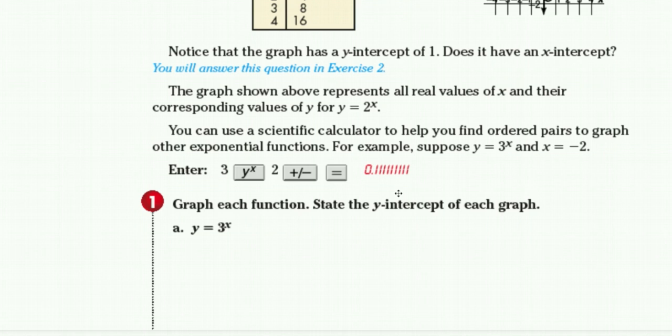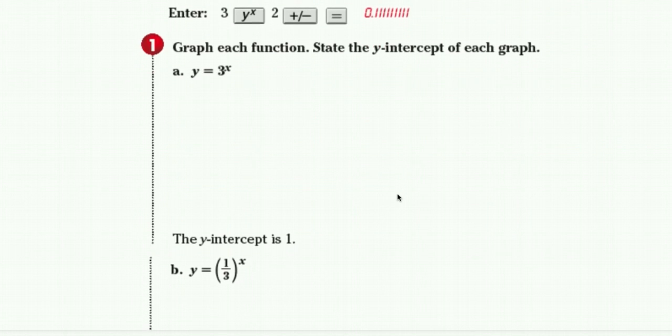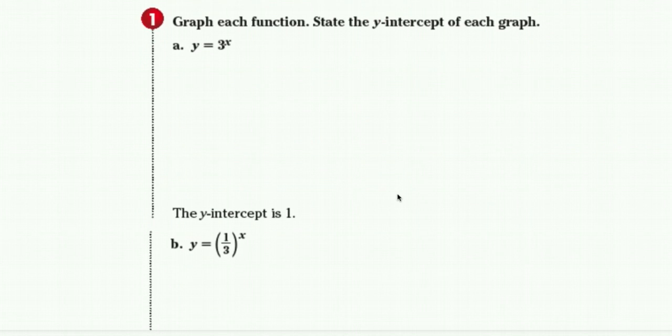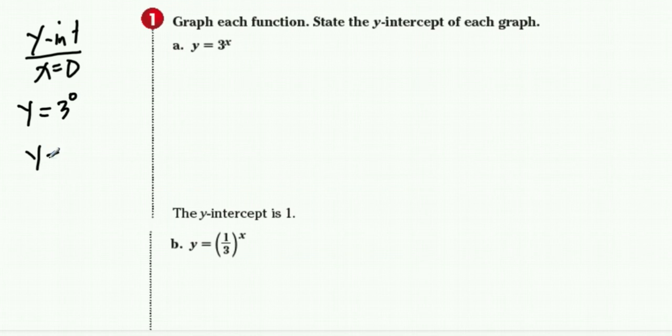Okay? So let's take a look at example number 1. Graph each function, state the y-intercept of each graph. So you have y equals 3 to the x, and remember, in order to find your y-intercept, x should be equal to 0. So in this case, y is equal to 3 to the 0 power, and anything raised to the 0 power is 1, so y equals 1. So when x is equal to 0, y is equal to 1. Our y-intercept would be (0, 1).